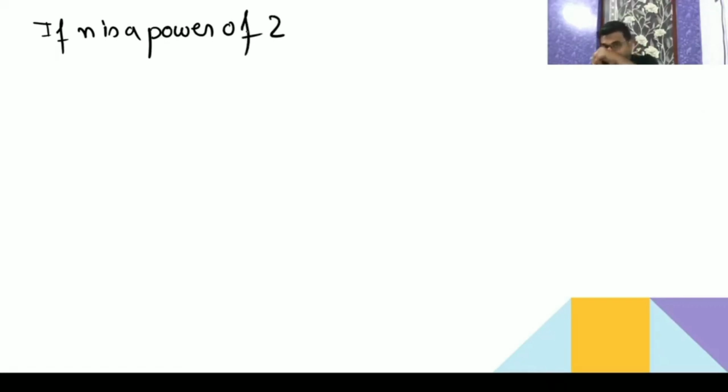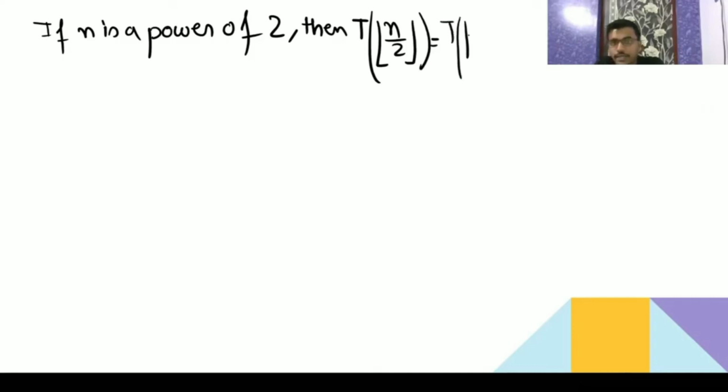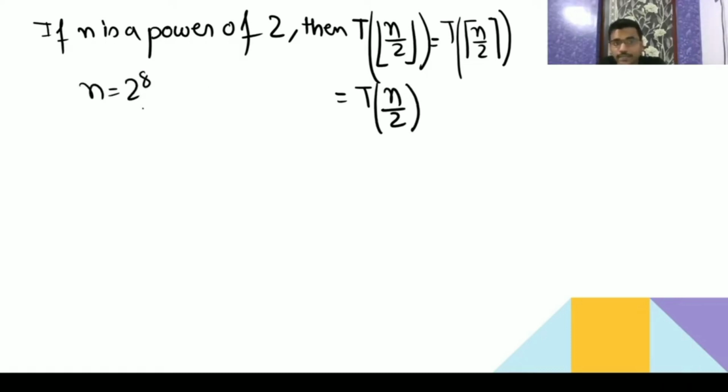See, if n is a power of 2, then T of floor n by 2 and T of ceiling n by 2 are going to get both the same, T of n by 2. Because if you take n equal to 2 to the power 8, divisible by 2, it is going to be 2 to the 7. Whether you take floor or ceiling, you are going to get the same number.